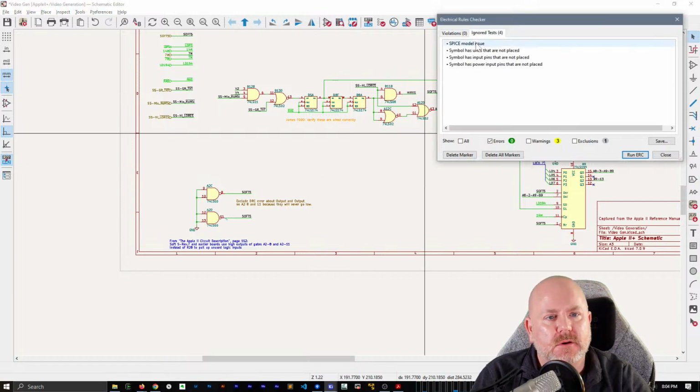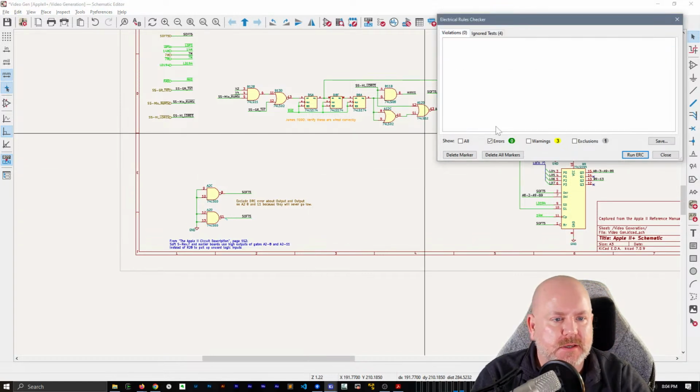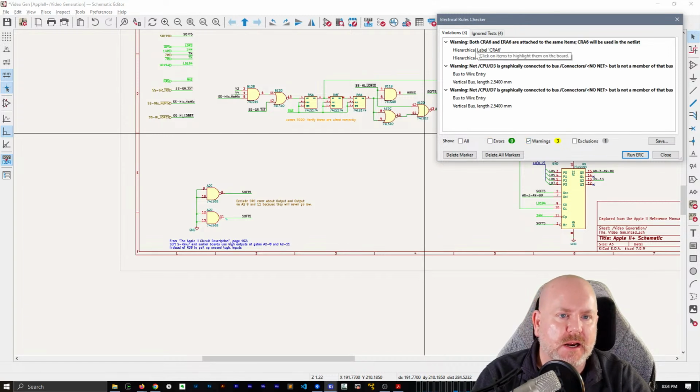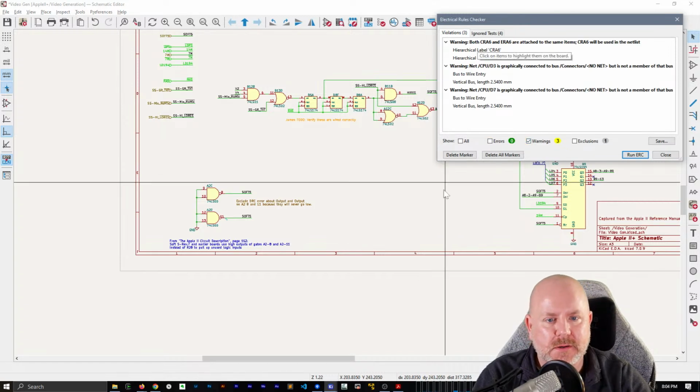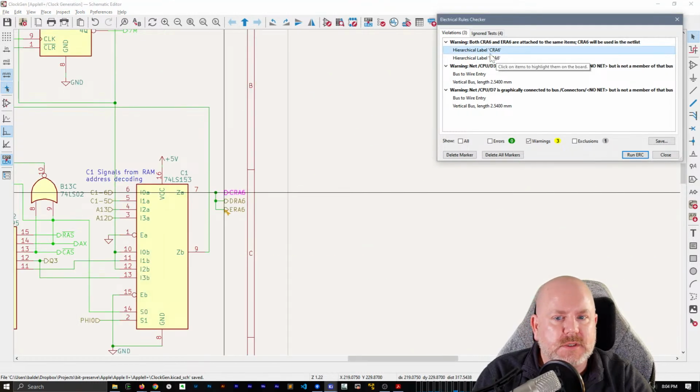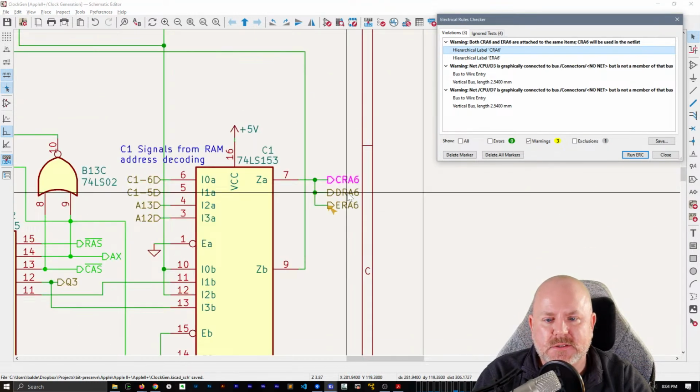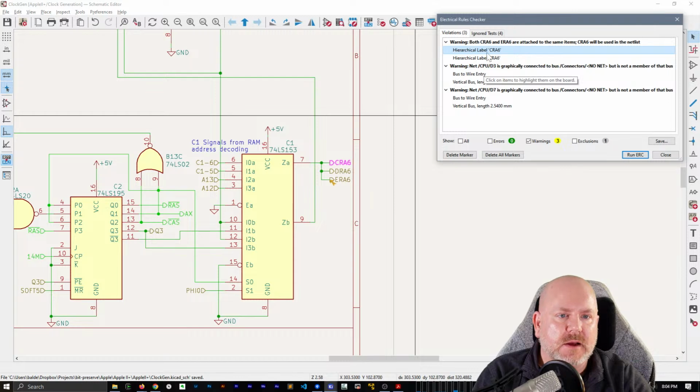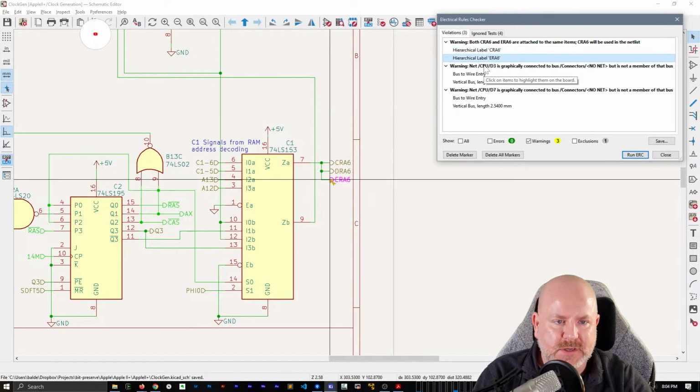So what is ignored? Okay, that's ignored. Symbols, that's ignored. That's ignored. Okay, that's okay. I remember ignoring those. What are our errors now, or warnings? So let's see. CR6, ER6. Okay, I'm going to come back to this one because we need to look that up.